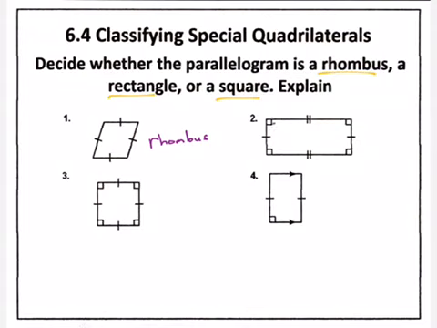Here we have 4 right angles. Not all the sides are equal, so we're going to say this is a rectangle. Here we have 4 right angles and 4 congruent sides, so this is a square.